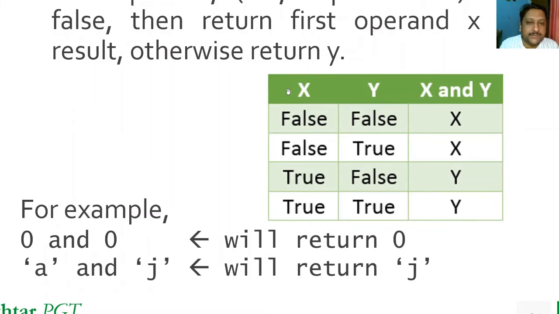See, if the expression x has a false value and y has a false value, it will return x. In the AND case, it will return x. If one is false and the other is true, it will again return x. And if the first is true and the next is false, then it will return the next one. The false one it will return. Only when both are true will it return the next value. Both true, then only it will return the y value. Accordingly it will give you the result.